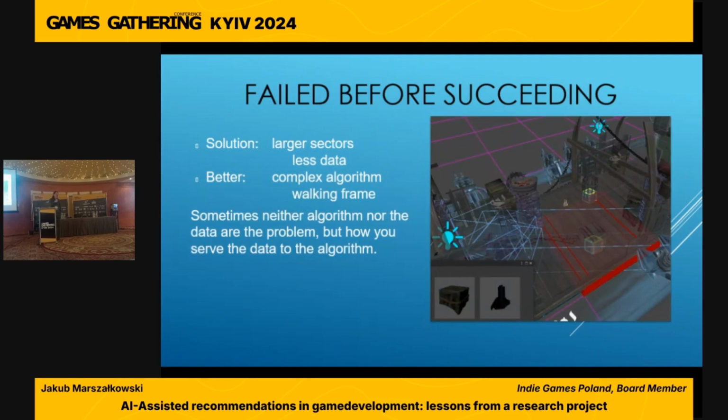Yeah, it was quite decent, but then in the end we developed a quite complex solution with a walking frame that is moving through the level and is taking several measurements to see what's together, what's close to each other, to learn those relations between objects on the level.